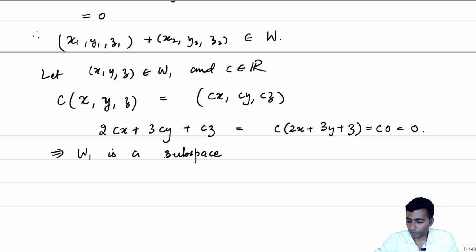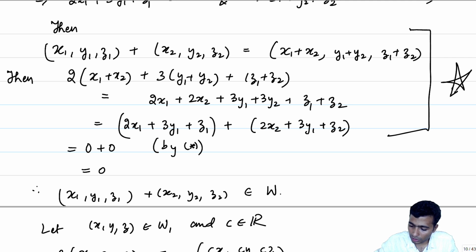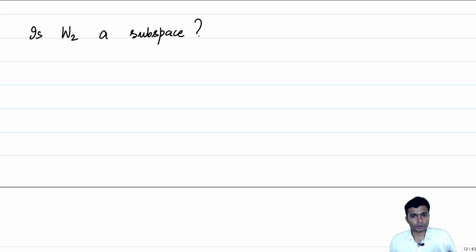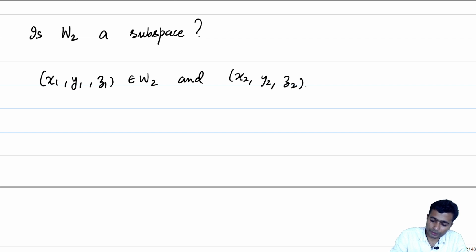Now, what happens to W2? Let me note this part as a star. I am going to use the star to conclude. Now, is W2 a subspace? That is what we would like to answer, or rather we would like to prove that W2 is not a subspace. In order to do that, we should show that it is not closed under either vector addition or scalar multiplication. So, let us take (x1, y1, z1) in W2 and (x2, y2, z2), which is in W2.